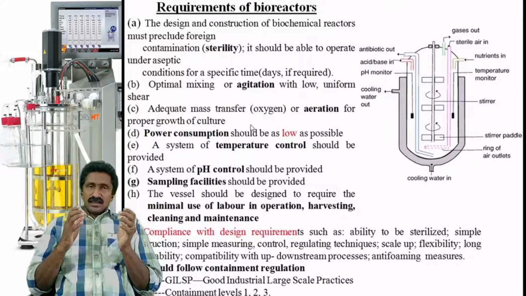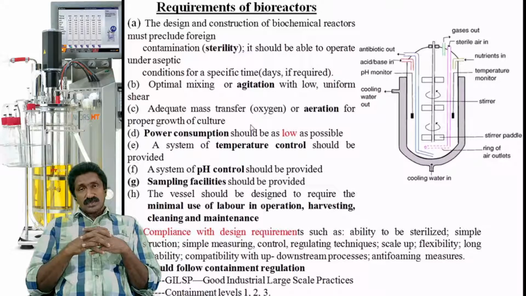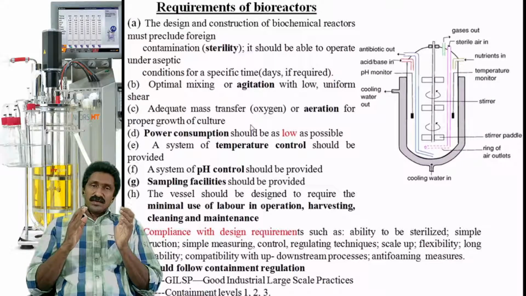Then power consumption should be as low as possible, because in an industrial process, power consumption needs to be minimized, because that will be more economical. Then a system of temperature control should be provided.